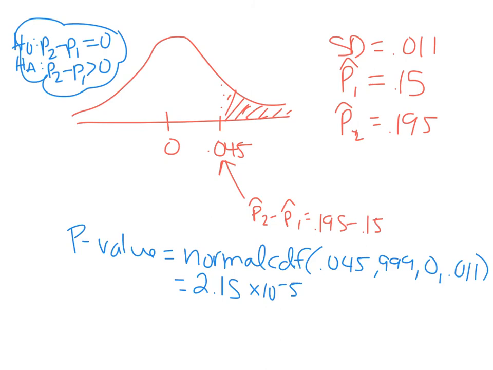Actually, I did it two different ways, and because of rounding, in one of them I got 2.58 times 10 to the negative 5. That's fine. 10 to the negative 5 is such a small number that if you're a little bit off on these, it's not a big deal. So this is a very low p-value. We will write our conclusion, and then we're going to be done.